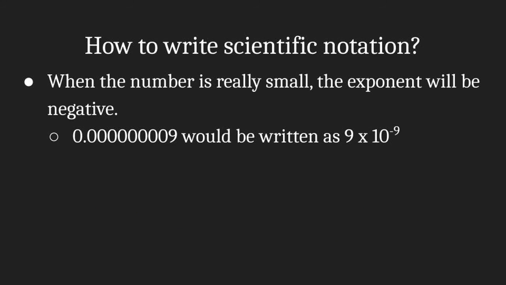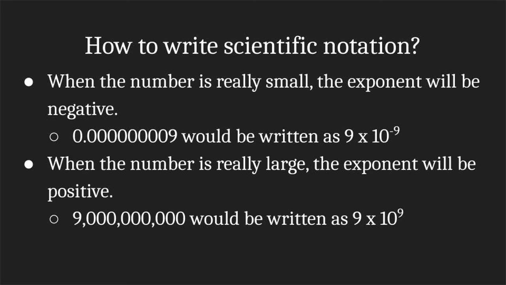Moving forward, we have to talk about if it's going to be a positive or a negative number. So if we have a really small number where we have a decimal and then a lot of zeros, that's going to have a negative exponent, such as that number there would be written as 9 times 10 to the negative 9th. While if we had a really large number, the exponent will be positive. So that number there would be written as 9 times 10 to the 9th. Generally speaking, if we have a decimal and then a lot of zeros, it's going to be negative. And if we have a number followed by a lot of zeros, it's going to be positive.